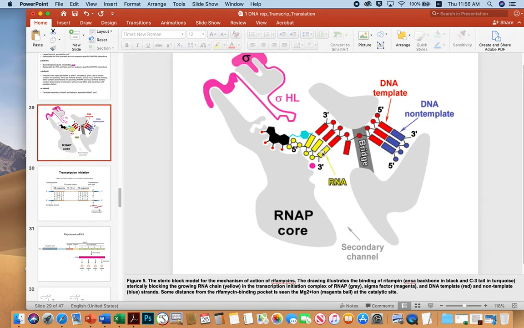And so all you're seeing here really is where the drug rifampicin or rifamycin, the two are pretty interchangeable, would sit right in the pocket of this beta subunit and block RNA extension. And so RIFs are a drug that are often used to, for example, treat tuberculosis.